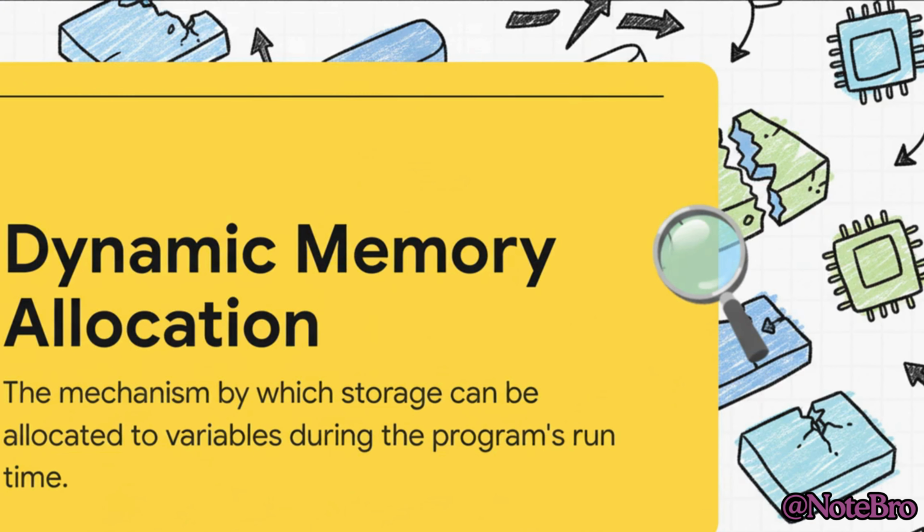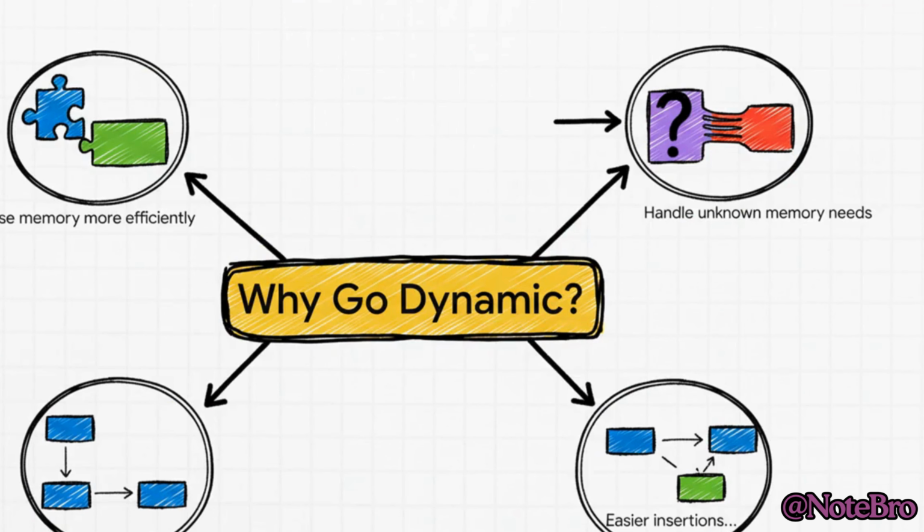Okay, let's look at the official definition. The key phrase here, the one you really need to remember, is during the program's runtime. This isn't about planning months in advance. It's about reacting in the moment. The program is running, it realizes it needs more space, and it just asks for it. Simple as that. And the advantages here are huge. You're using memory way more efficiently, no more empty hotel rooms, you can handle all that unpredictable data we talked about, and you can build these really cool, flexible data structures like linked lists that can grow and shrink whenever they need to. Honestly, it's a total game changer for programming.